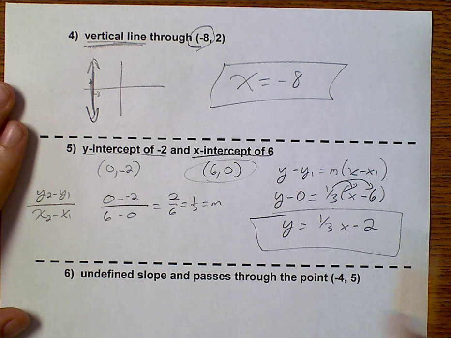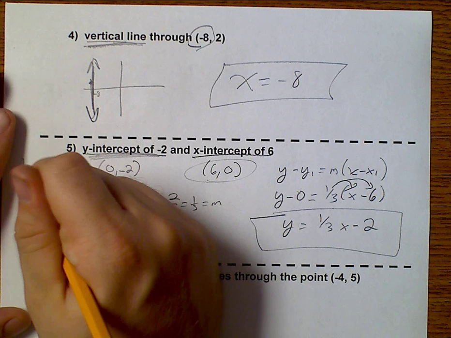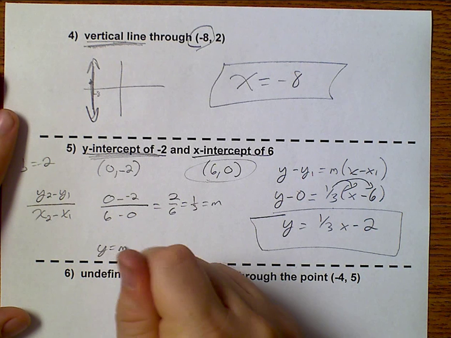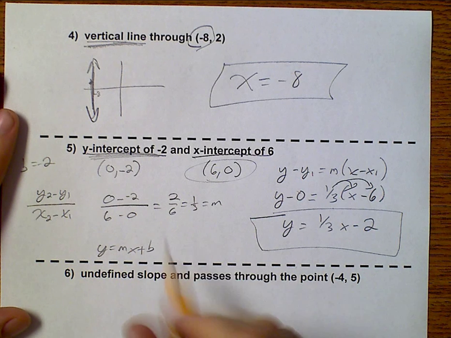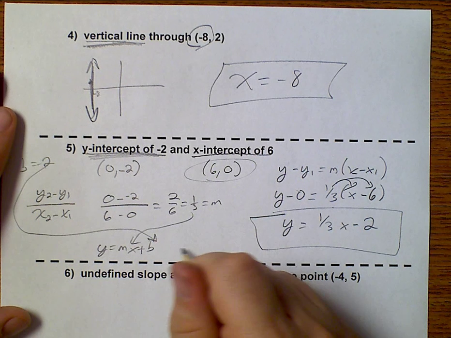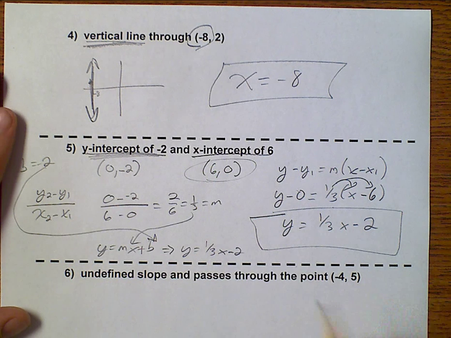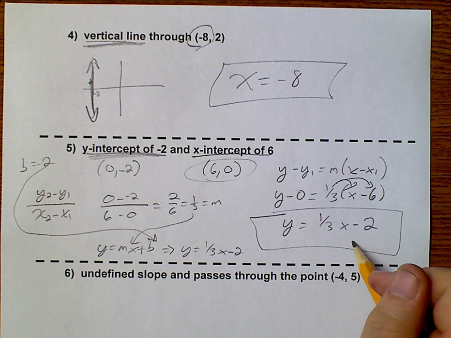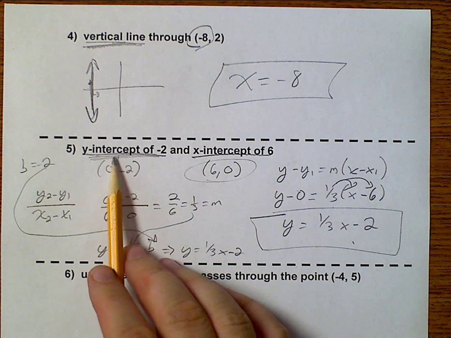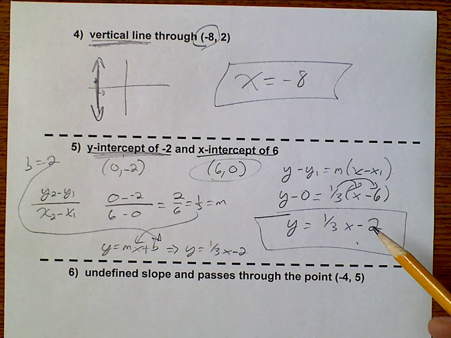Now I want you to notice something. They gave me my y-intercept, which means that they told me that b equals negative 2. And so I could have done y equals mx plus b, plug the m in here, plug the b in there, and got y equals 1/3 x minus 2, which is the same thing that we got over here. If they give you the y-intercept, they've really said you don't need to worry about point-slope form. I've already told you what b is. Just find your slope and we're good.